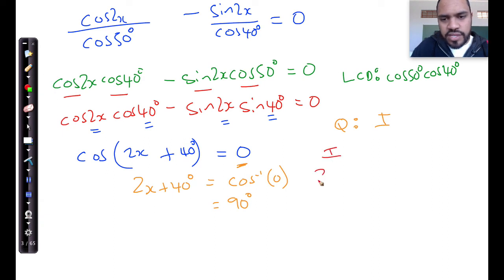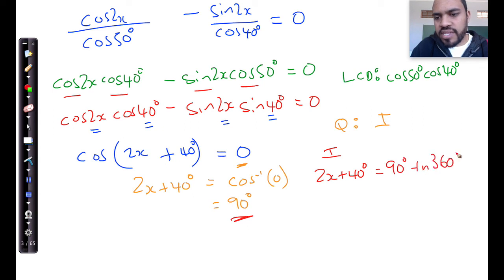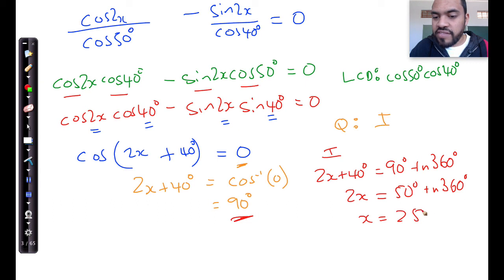We say that 2x plus 40 degrees is equal to just the reference angle when it comes to the first quadrant, which is 90, plus n times 360 degrees, right? So this gives me 50 degrees over here, plus n 360, and this is going to give me 2x over there. Then I divide everything by 2 and I get 25 degrees plus n times 180 degrees, such that n is an element of the integers.